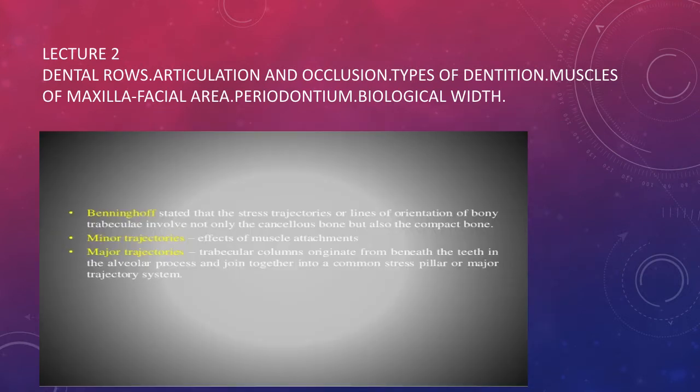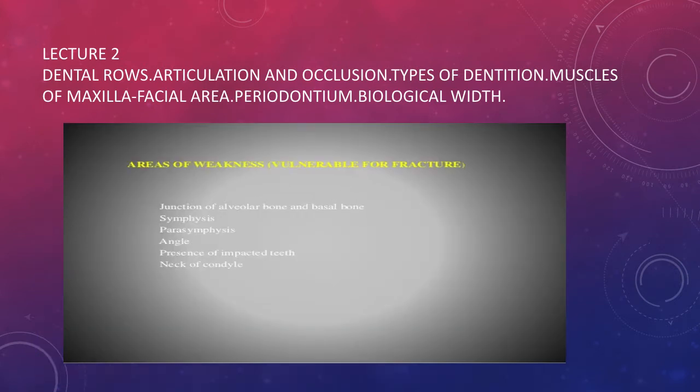Benninghoff stated that the stress trajectories, or lines of orientation of the trabeculae, involve not only the cancellous bone but also the compact bone. Minor trajectories are effects of muscle attachments. Major trajectories: trabecular columns originate from beneath the teeth in the alveolar processes and join together into a common stress pillar, or major trajectory system. Areas of weakness are the junctions of alveolar bone and basal bone, symphysis, parasymphysis, angle, presence of impacted teeth, and the neck of the condyle.